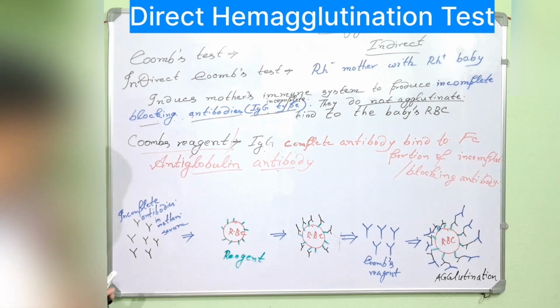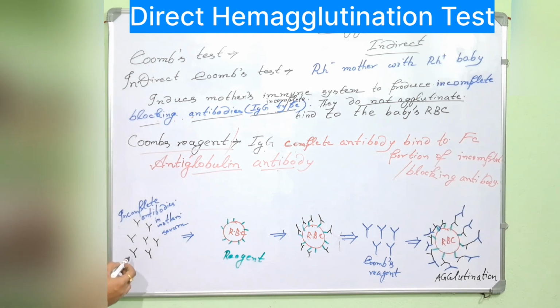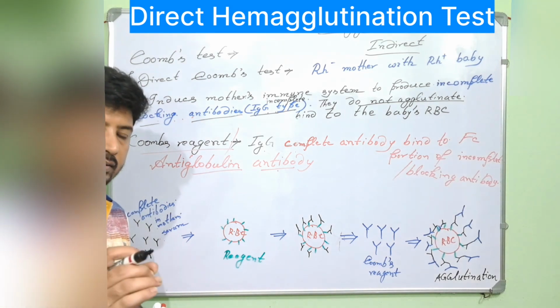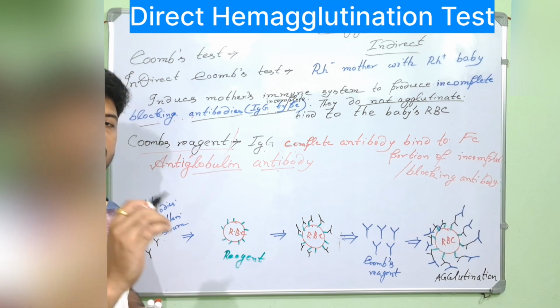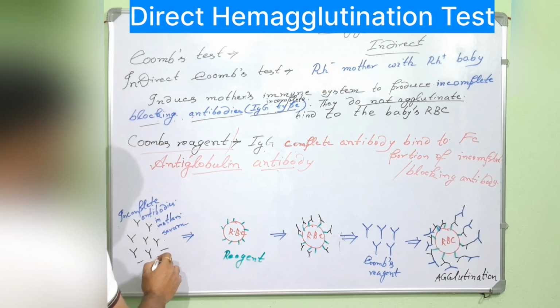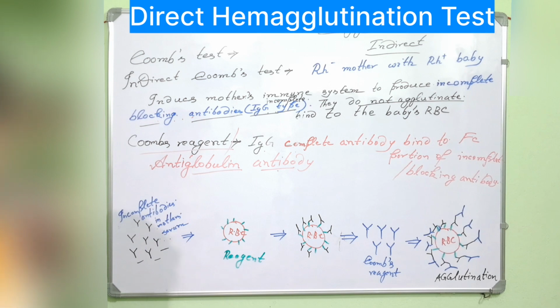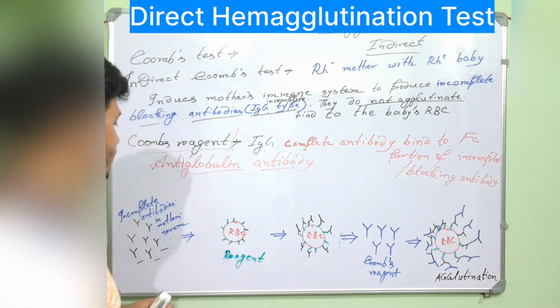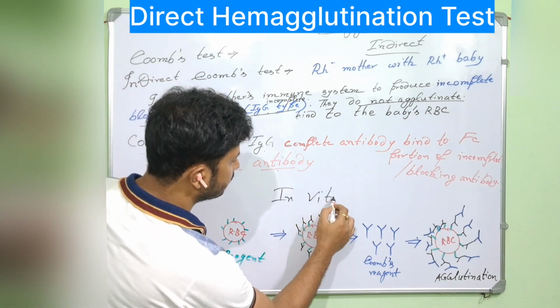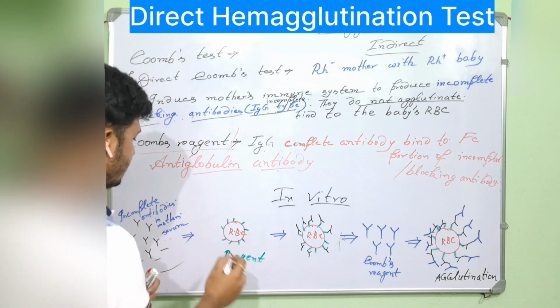So let's see with the picture here. So these are the incomplete antibodies circulating in the mother's serum. As we know, the immune system will keep the memory response for some time, and these incomplete IgG antibodies will be found in the mother's serum after the first pregnancy or the delivery of the baby. So how is it detected? It is detected in vitro, where the mother's serum is taken.